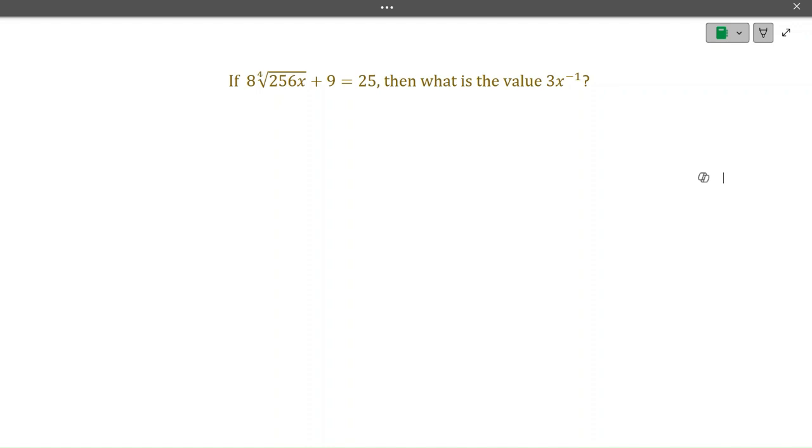If we read this problem, it says if 8 times the fourth root of 256x plus 9 equals 25, then what is the value of 3 times x to the negative 1? So ultimately, we are finding the value of this expression.